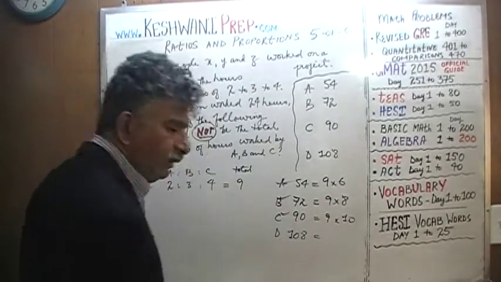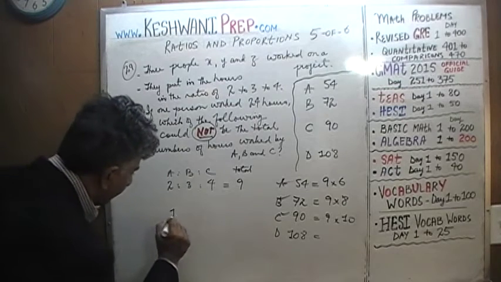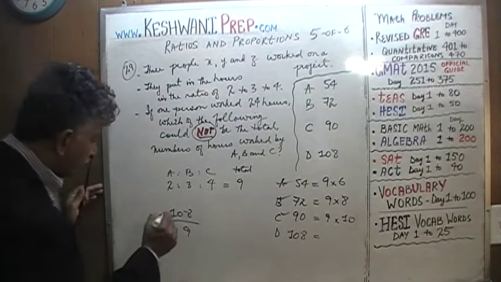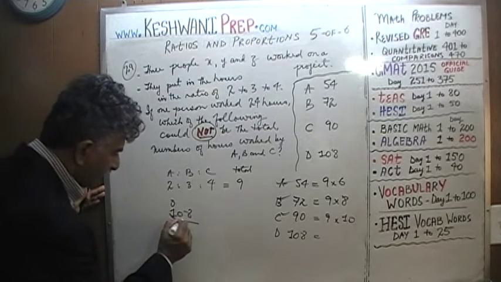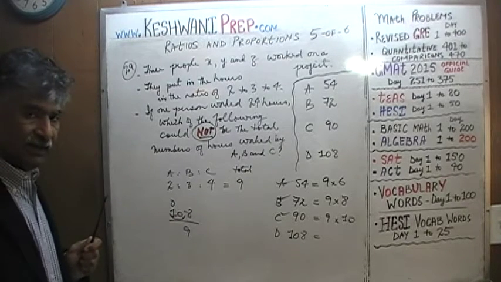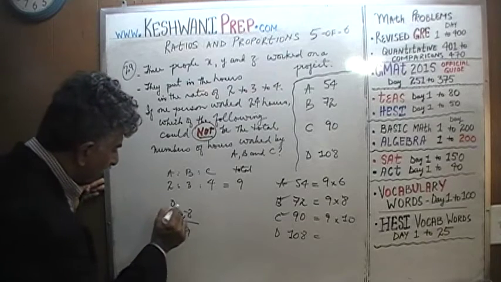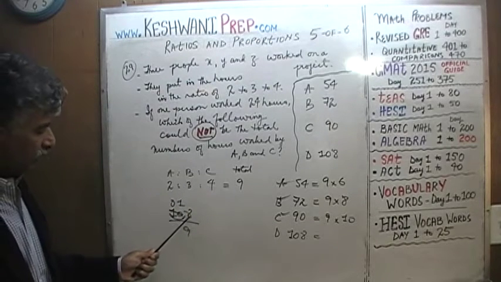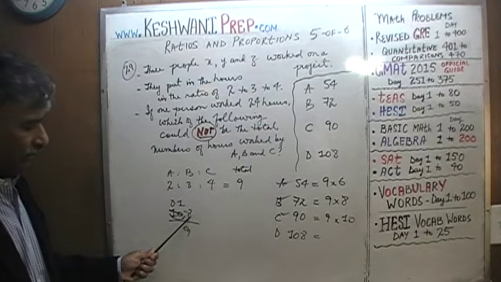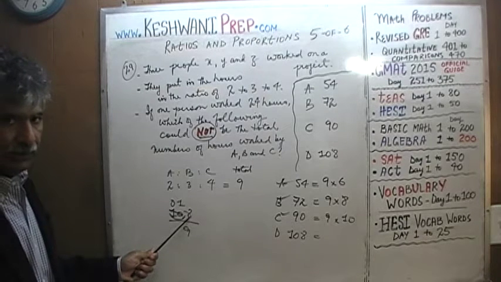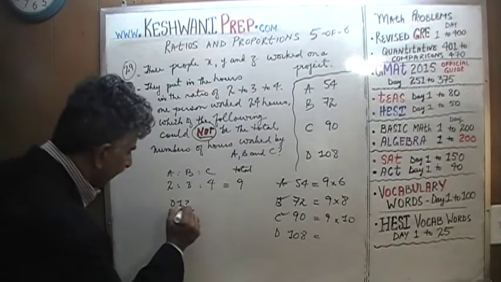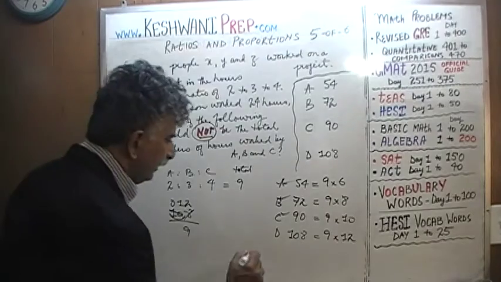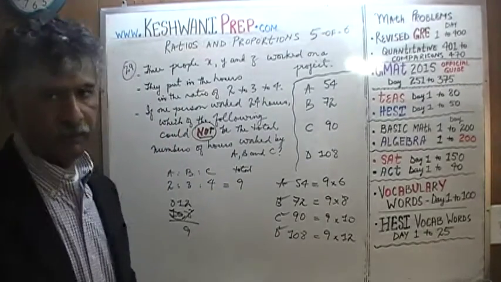108. Let's see if that is a multiple of 9 or not. How many 9s does 1 have? 1 has no 9s. That 1 goes and joins the 0, becomes 10. How many 9s does 10 have? 10 has one 9. Once we take away 9 from the 10, we have a remainder of 1. That 1 goes and joins the 8 and becomes 18. And how many 9s does 18 have? 18 has 2 9s. It turns out that it is also a multiple of 9.